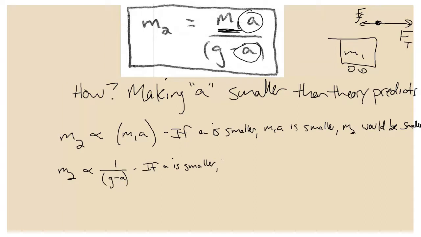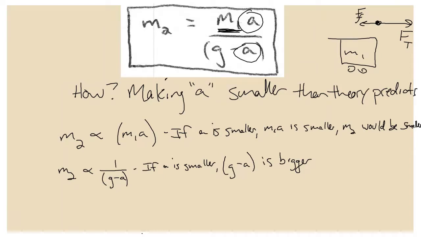If A is supposed to be 3, then G minus A would be 10 minus 3 is 7. But if the acceleration is actually 2, because friction's acting on it and we're ignoring that, then G minus A would be 10 minus 2, which is 8. So if A is smaller, then that means G minus A is bigger than it otherwise would be if there truly was no friction.